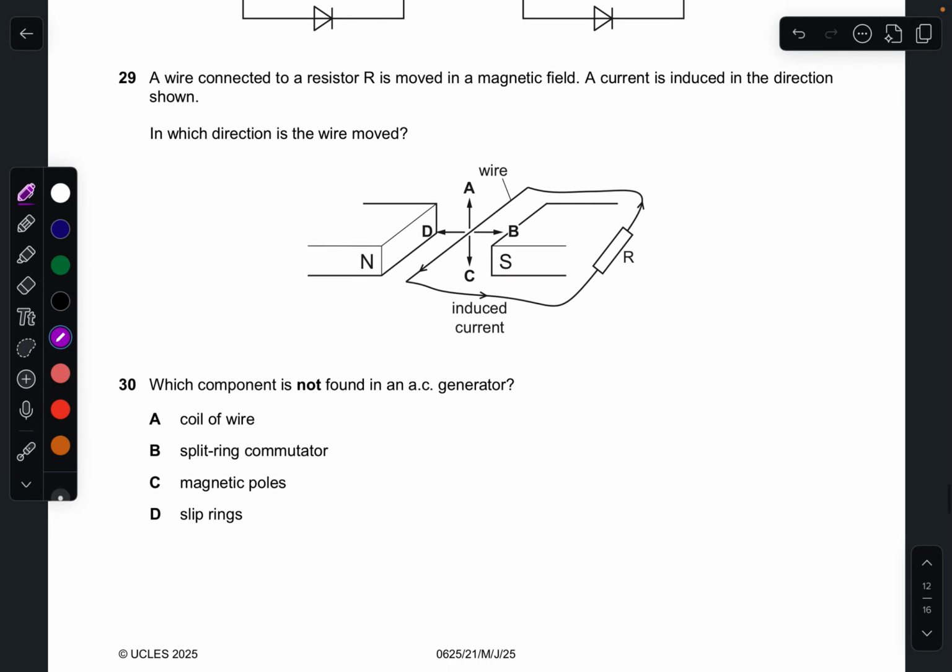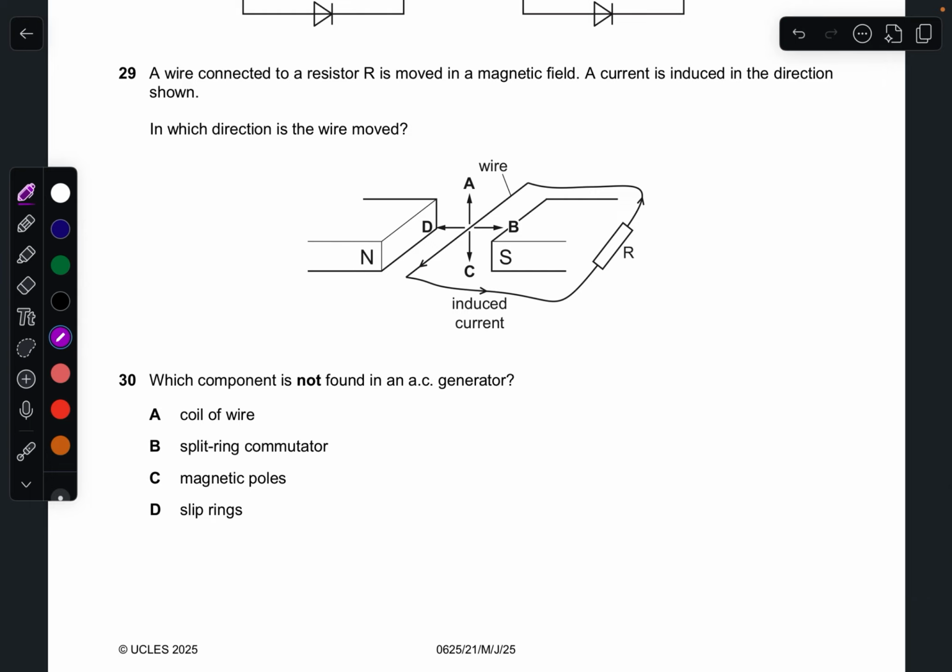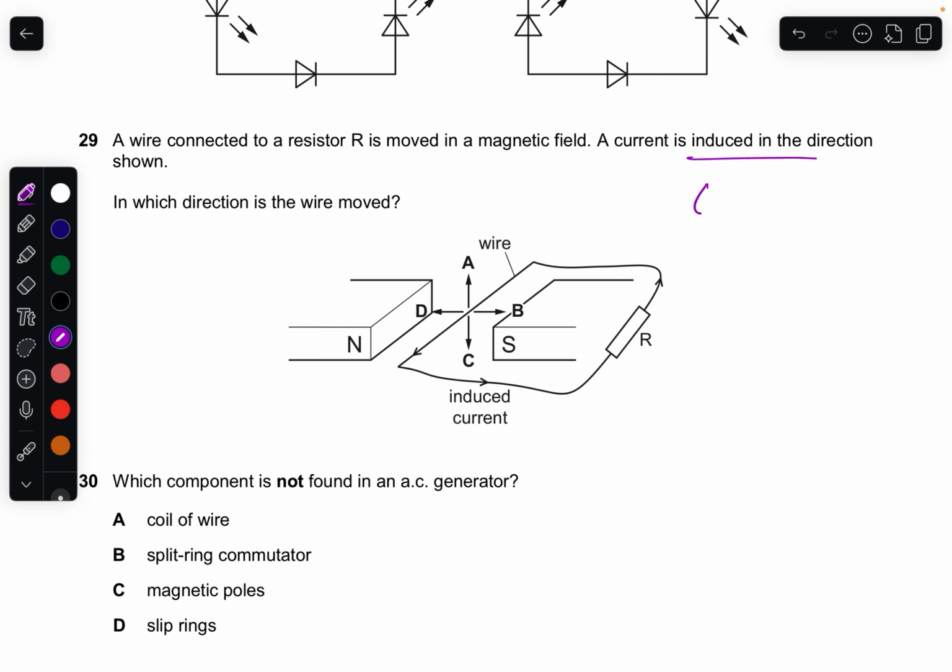In question 29, a wire connected to a resistor R is moved in a magnetic field. A current is induced in a direction. In which direction is the wire moved? Okay, it's a generator effect, because the current is induced by movement. In the generator effect, what you have to use is the right hand rule.